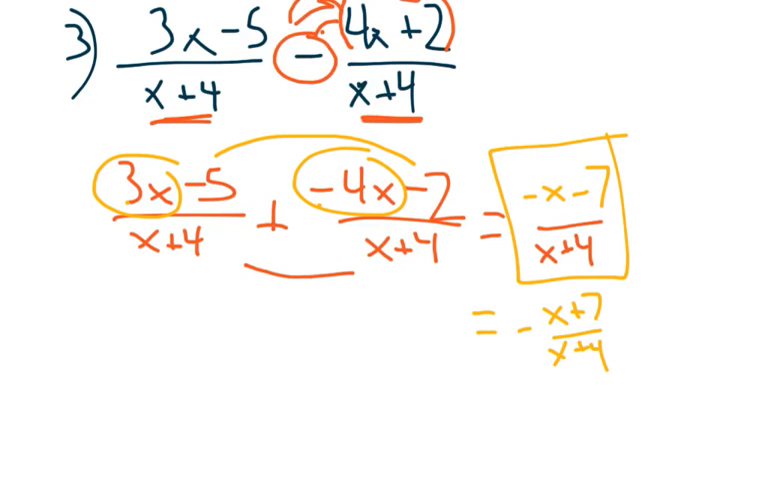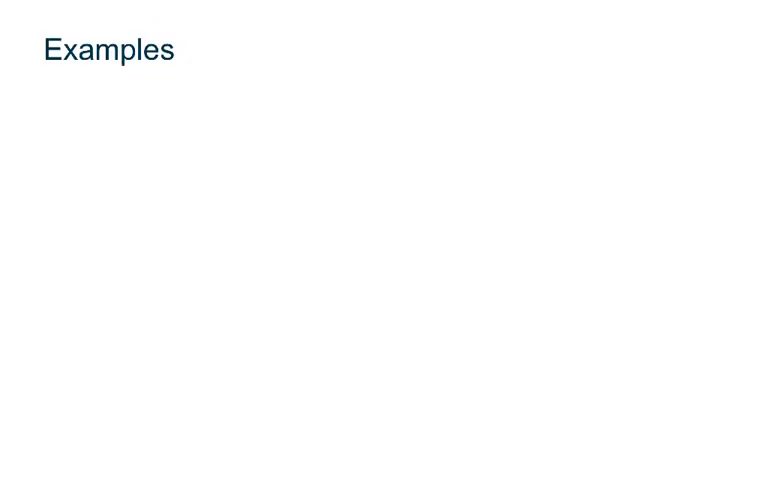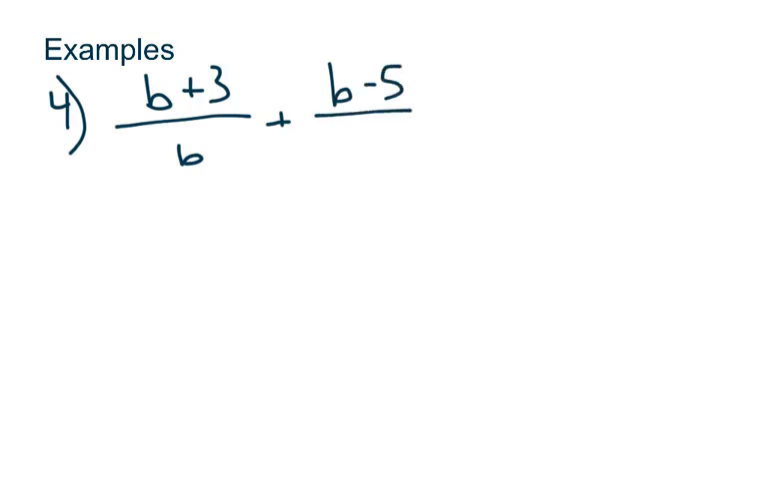All right, now let's talk about what we do when we do not have a common denominator. In that case, for our fourth example, let's say we have b plus 3 over b minus 5 over b plus 1.